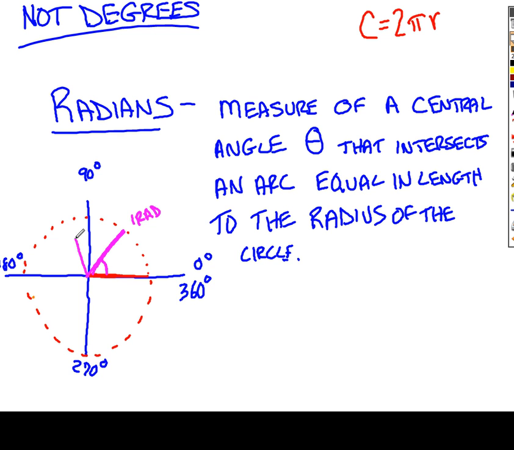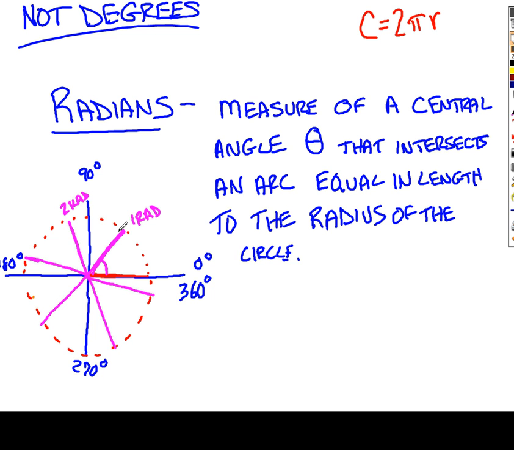If I do it again, it ends up about right there. That makes 2 radians. If I do it a third time, it gets to be about right there. That's 3 radians. 4 radians takes me down to about right there. 5 radians takes me down to about right there. And 6 radians to about right there. So, to go around a full circle, the whole way around, which would be the circumference, it's a little over 6 radians.